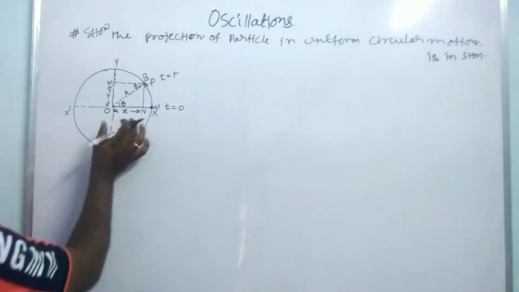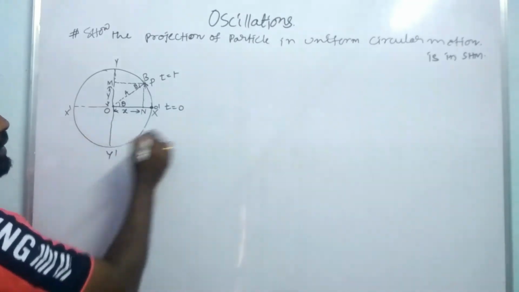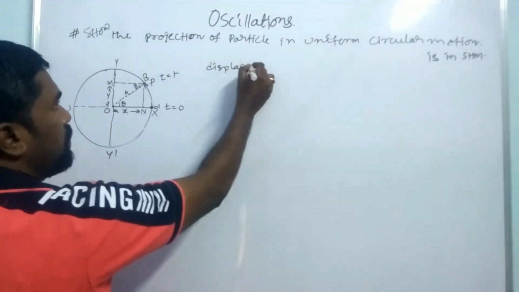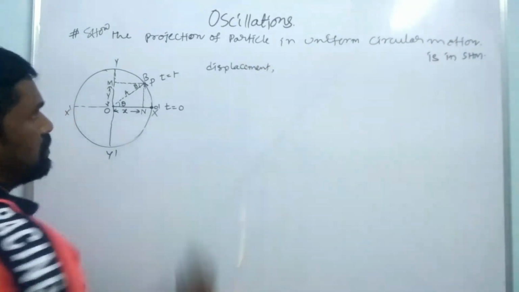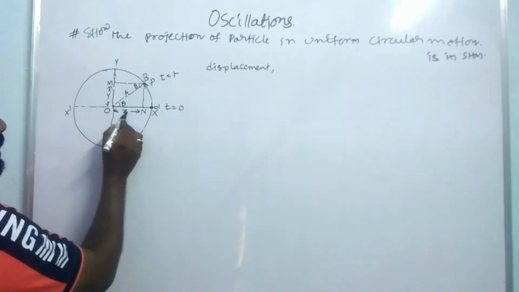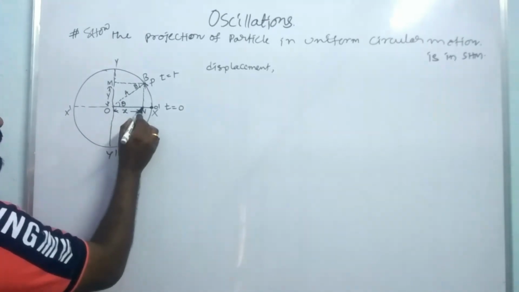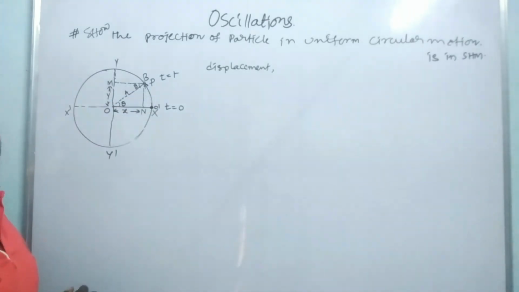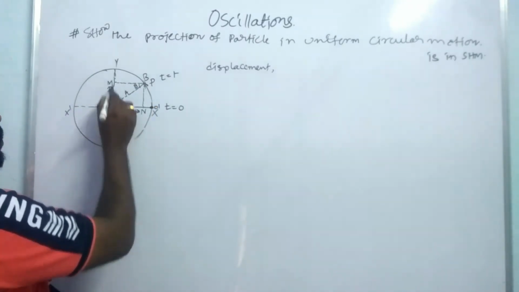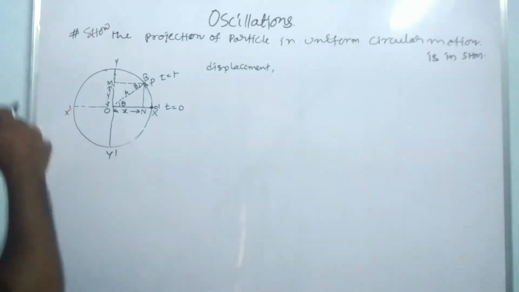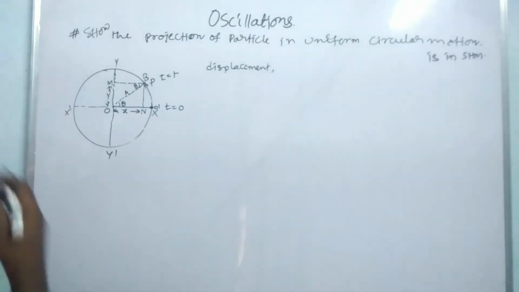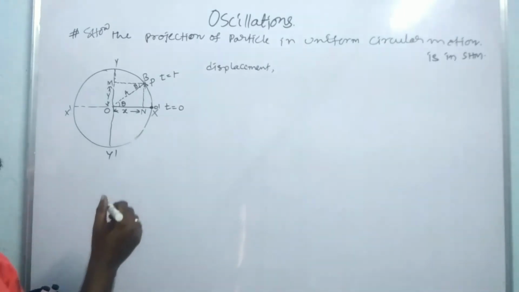So from these two we can find the displacement of the particle which is in uniform circular motion. The displacement along the x-axis we have to take in triangle ONP, which is a right angle triangle. If along the y-axis, you can write triangle OMP. So that is also a right angle triangle. So the displacement along the x-axis we can write.